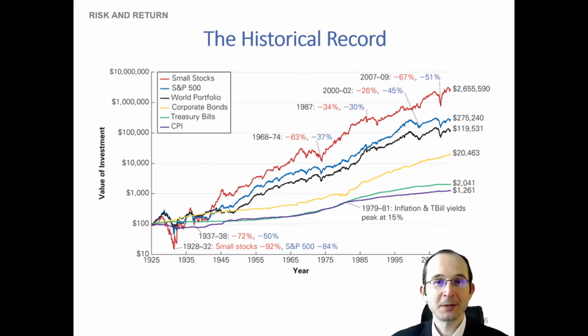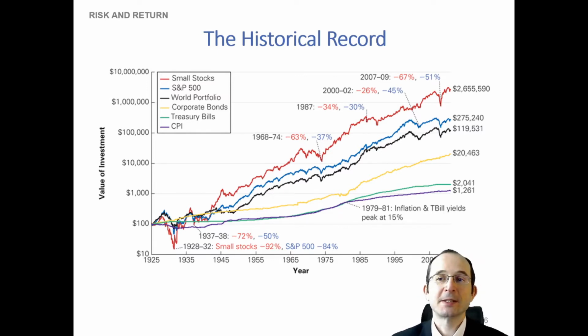Obviously, one of the most frequently cited phrases in finance is past performance is not indicative of future returns. But in some ways, it is all we have to go on. So past performance is something that we consider when then trying to form an expectation about future returns. But with the acknowledgement that really our expectation is at best a model, I guess.